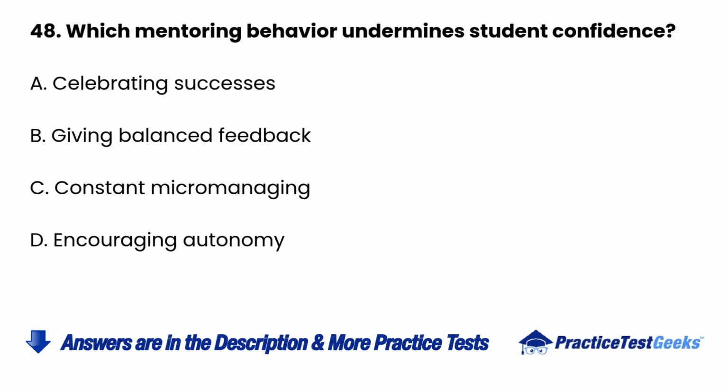48. Which mentoring behavior undermines student confidence? A. Celebrating successes. B. Giving balanced feedback. C. Constant micromanaging. D. Encouraging autonomy.